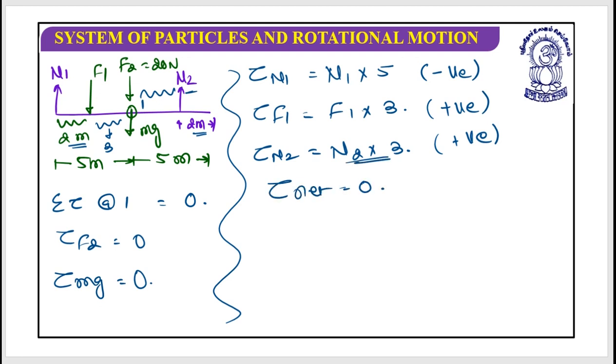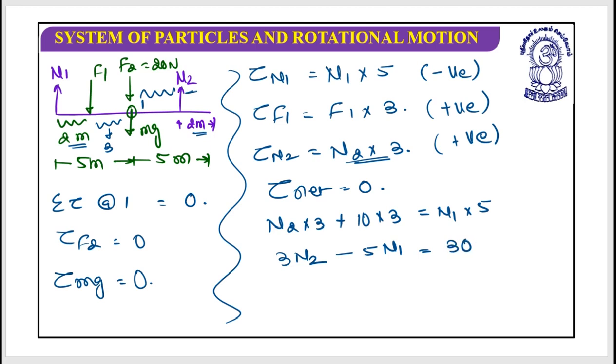That means N2 into 3 plus F1. The value of F1 was 10, so it's 10 into 3, which should be equal to N1 into 5. So this is 3 N2 minus 5 N1, which is equal to 10 threes are 30. This is relation number 2. Yes, we have the first relation.